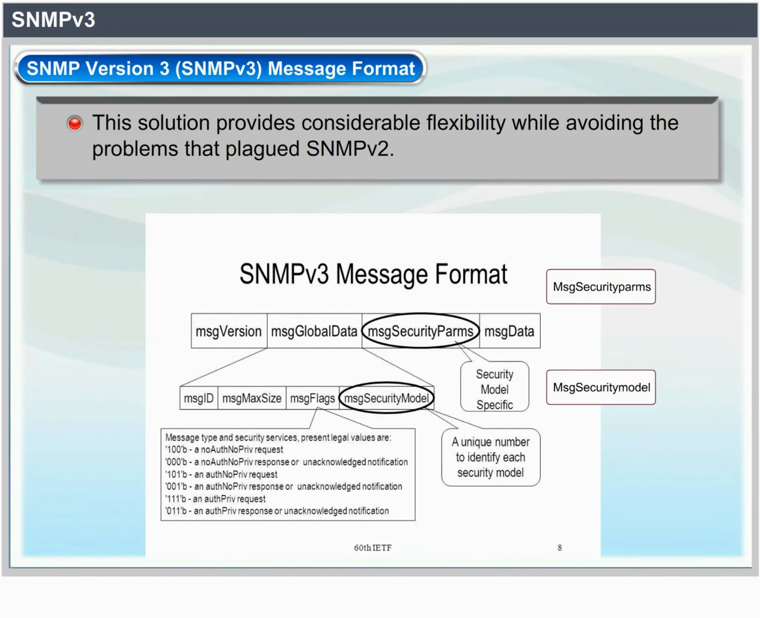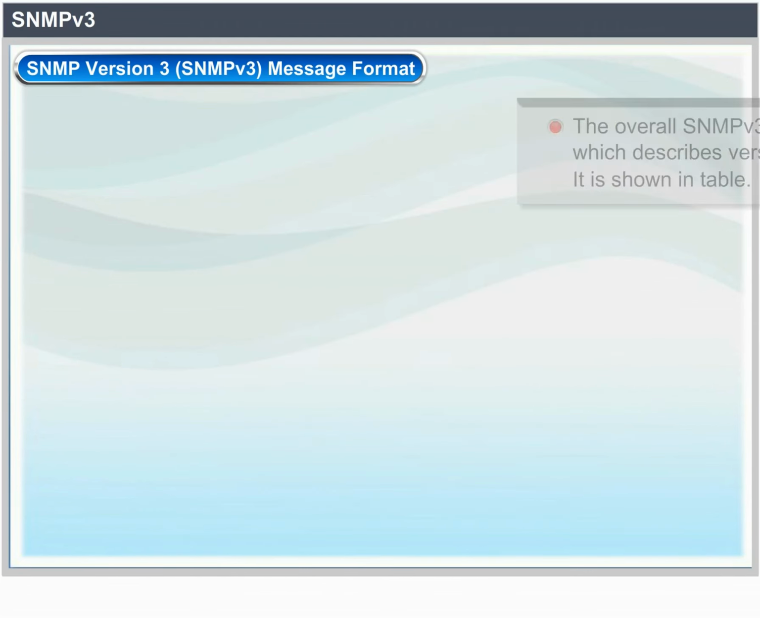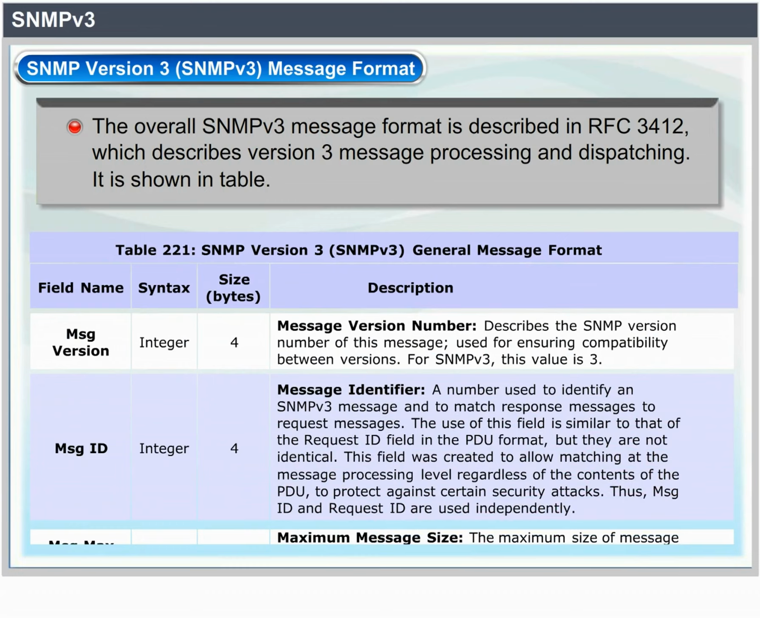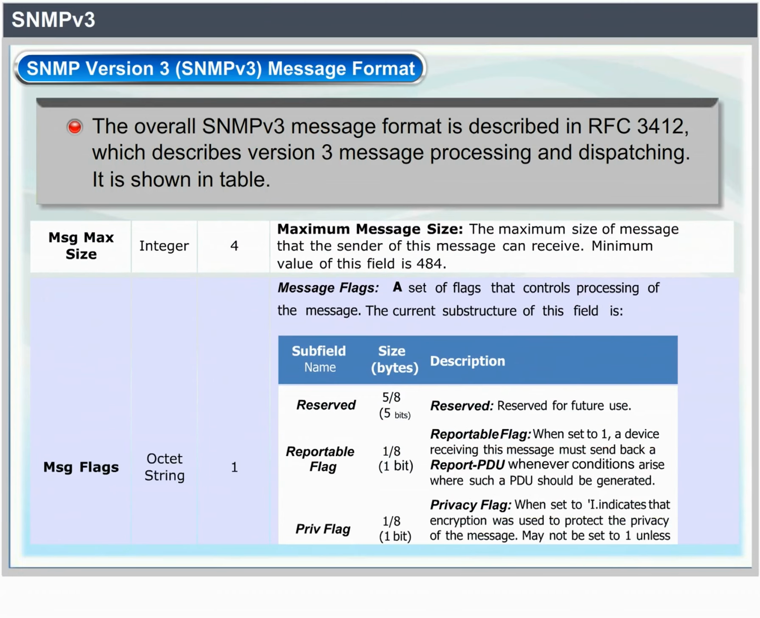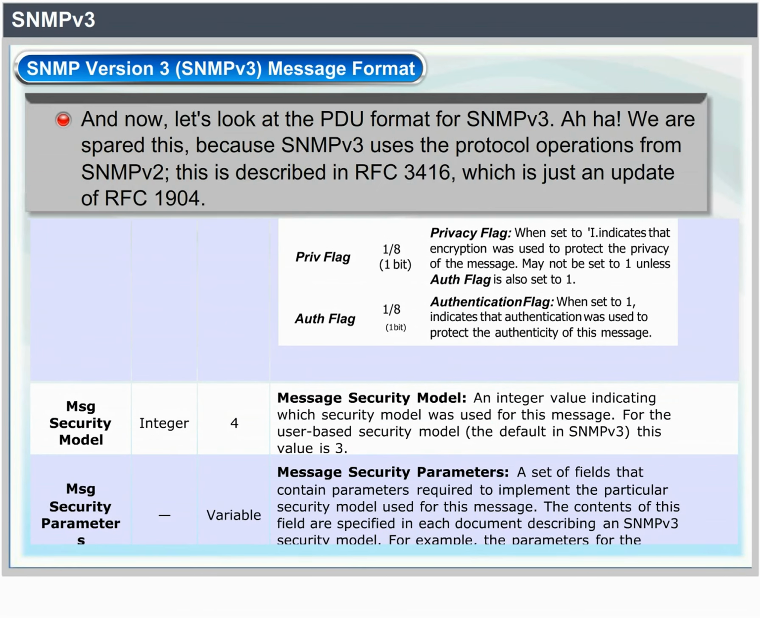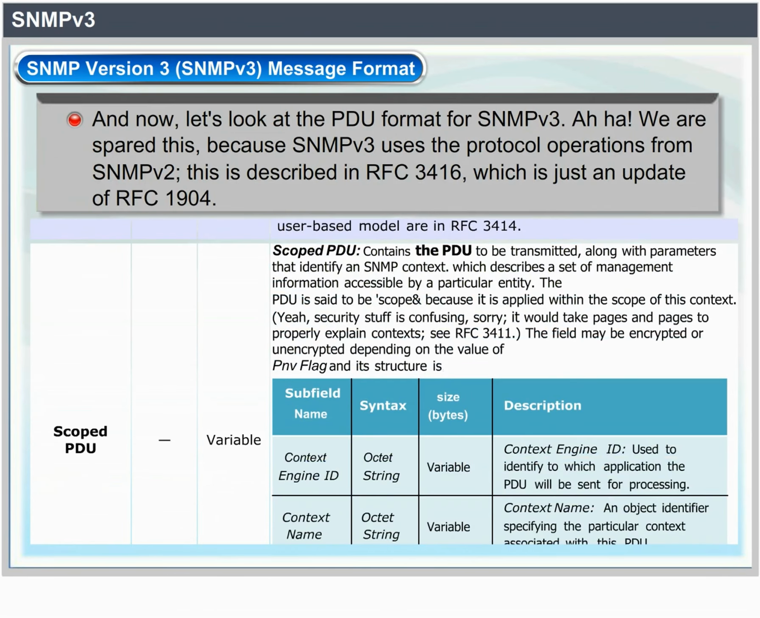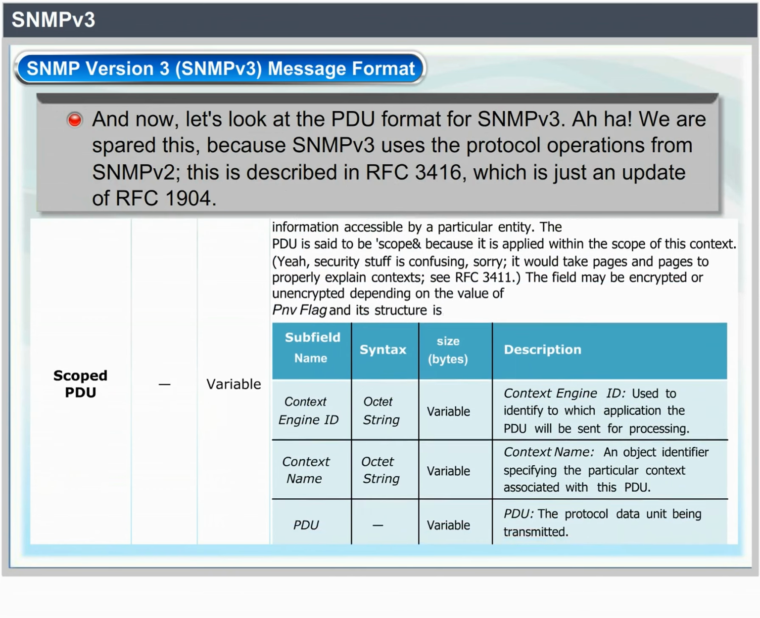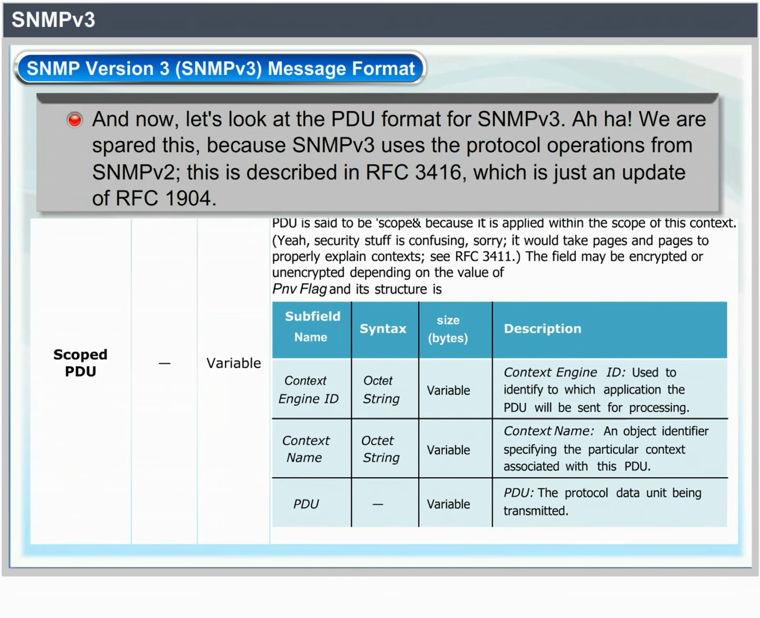The overall SNMP v3 message format is described in RFC 3412, which describes version 3 message processing and dispatching. It is shown in the table. And now let's look at the PDU format for SNMP v3. Aha! We are spared this because SNMP v3 uses the protocol operations from SNMP v2. This is described in RFC 3416, which is just an update of RFC 1904. Thus, the PDU formats are the same as in the previous topic.